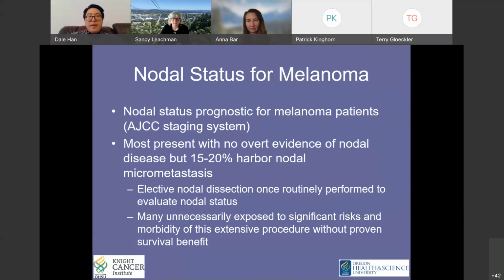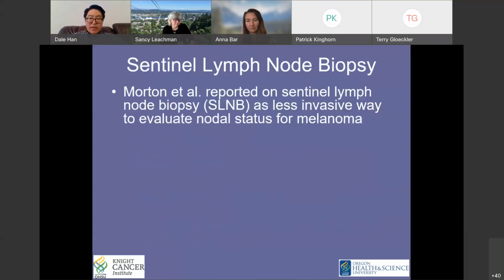And in the past, we used to routinely do something called elective lymph node dissection, where we would just choose patients who we think were at high risk for disease in their lymph nodes and just remove those lymph nodes, not knowing whether or not there was actually melanoma in there. So many patients were actually unnecessarily exposed to the risks and morbidity of this procedure without having a proven survival benefit, because multiple studies have shown doing this procedure actually provided no survival benefit.